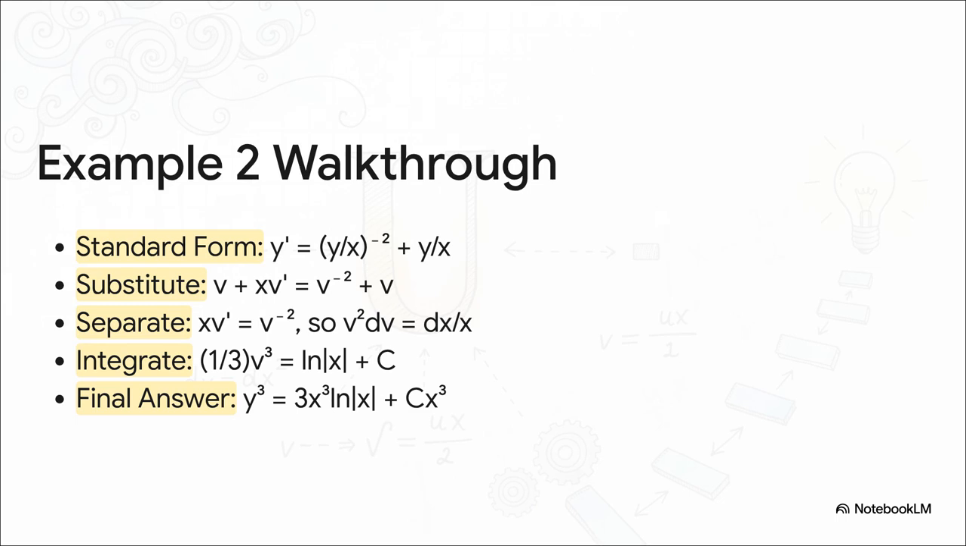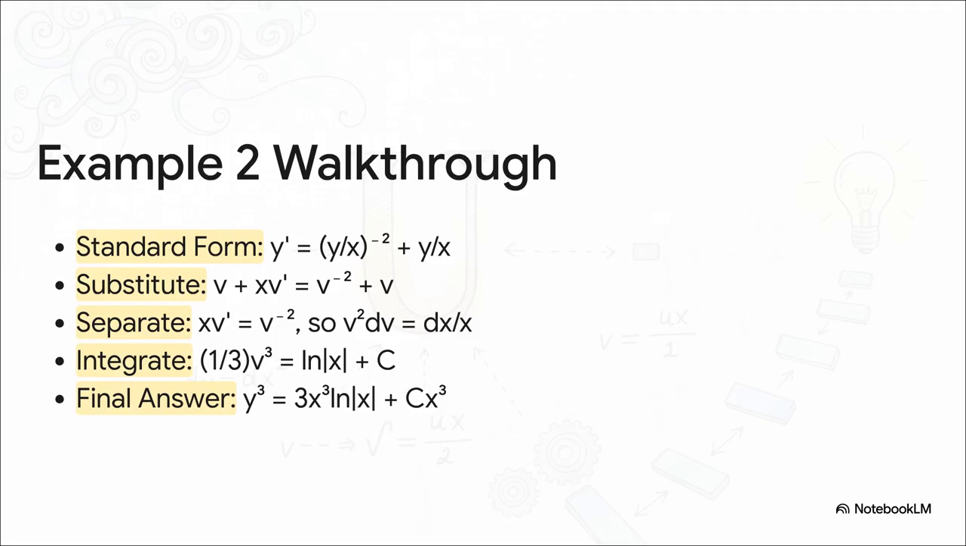The equation is now y' equals (y over x)^-2 plus y over x. Time to substitute. The left side becomes v plus xv'. The right side becomes v to the negative 2 plus v. And look, it happened again. The v terms cancel out, leaving us with xv' equals v^-2.